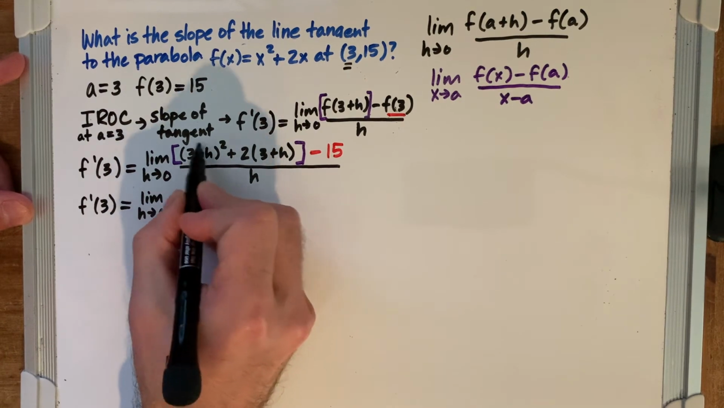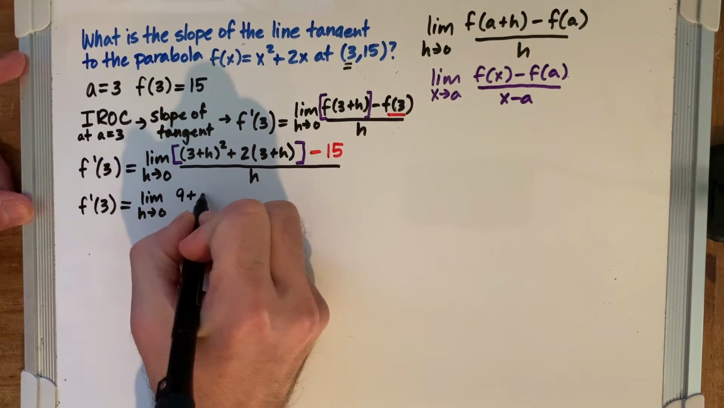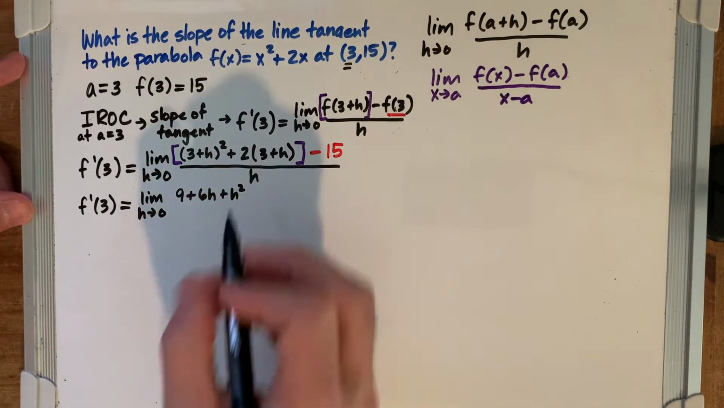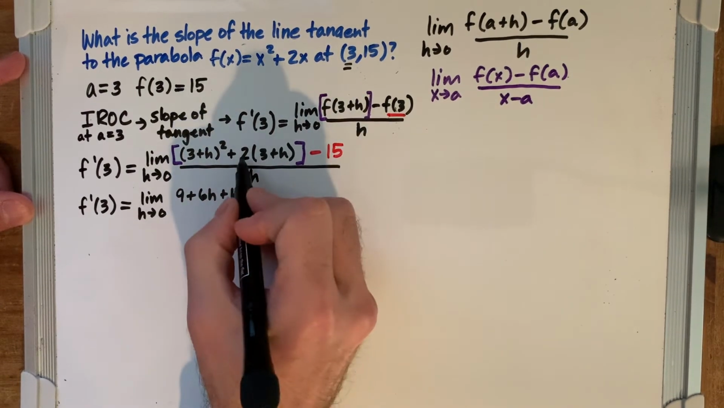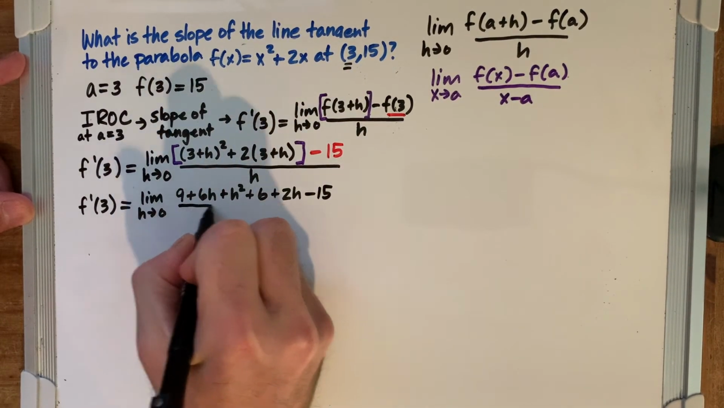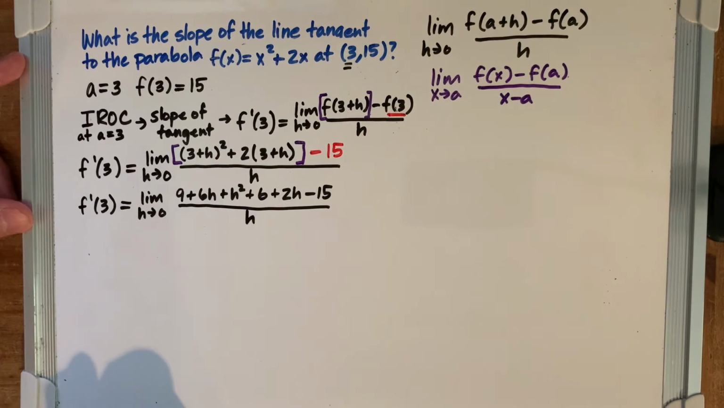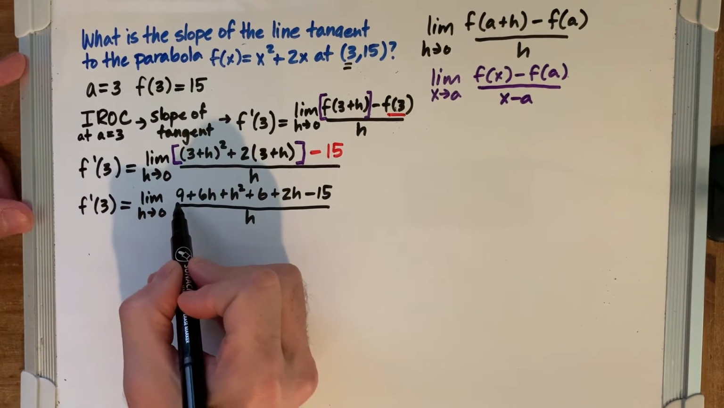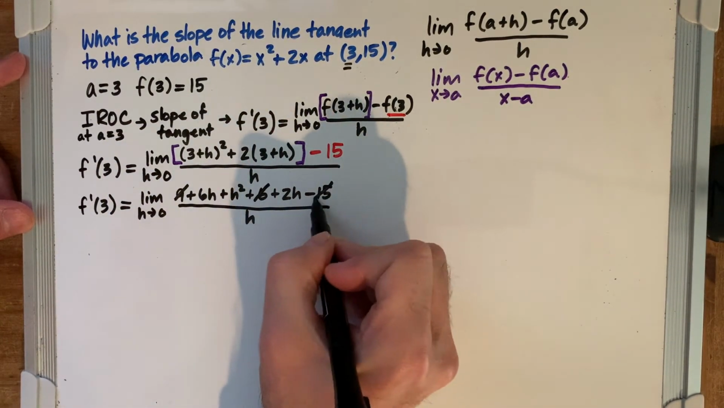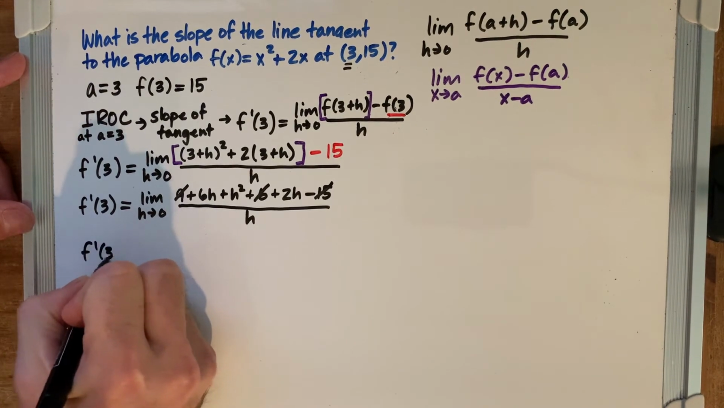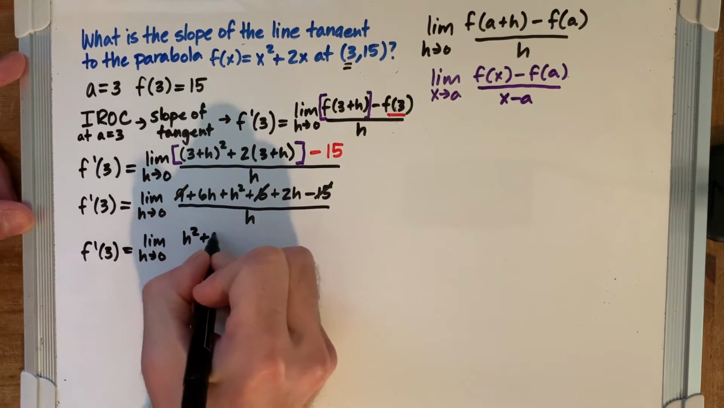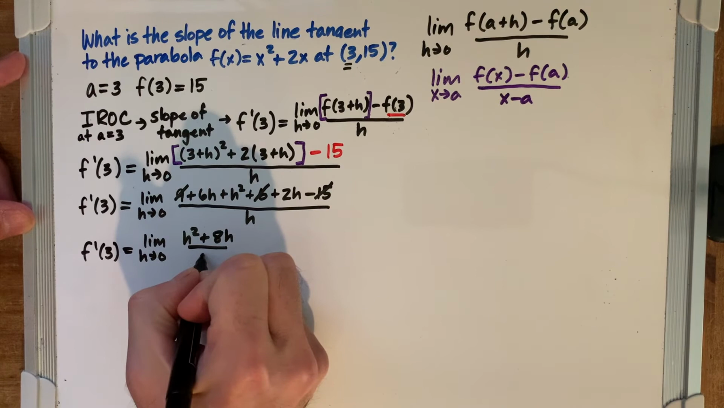When I square the 3 plus h up here, I'm going to end up with 9 plus 6h plus h squared. It's my 3 plus h times 3 plus h. I got 2 times 3, which is 6, and then 2 times h. And then I still have my minus 15 here. We're going to divide all that by h. In the numerator, I've got a 9, a 6, and a 15 that conveniently add up to 0. So 9, 6, and 15 add up to 0. I'm going to add my other like terms in here. I've got h squared plus 8h over h.